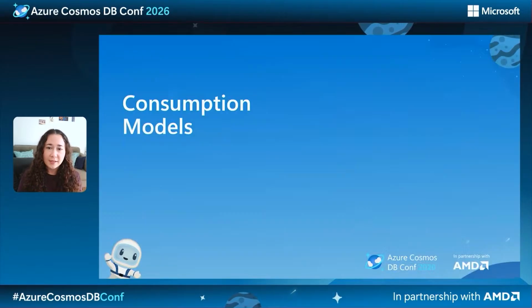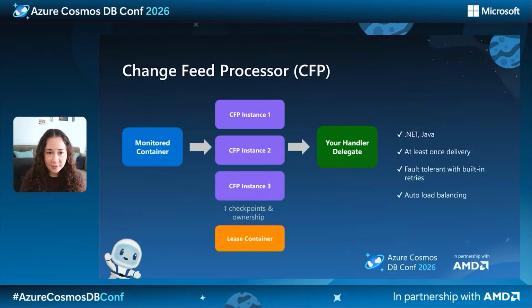There's a couple of different ways to actually consume the change feed, and we're going to cover 3 of these ways. The first is the change feed processor. This works on a monitored container, or the container that you're reading your changes from. When you create a change feed processor, you can create multiple instances to handle scaling of all the partitions.